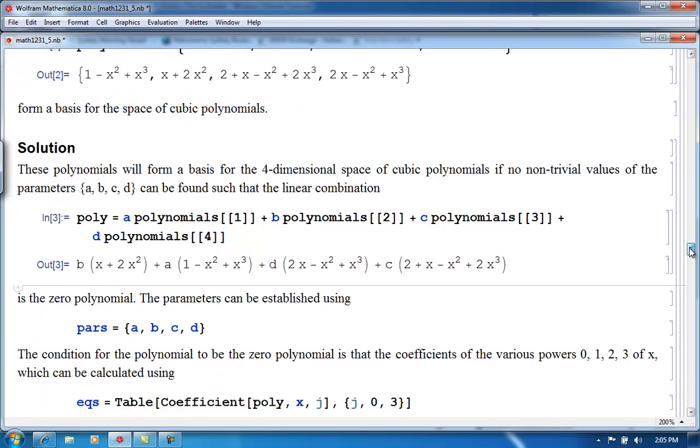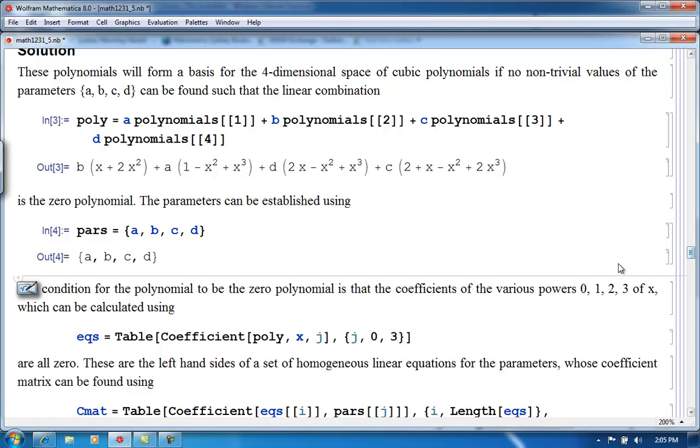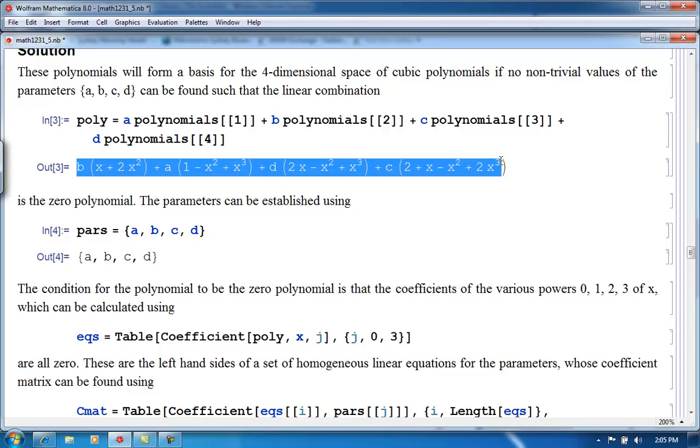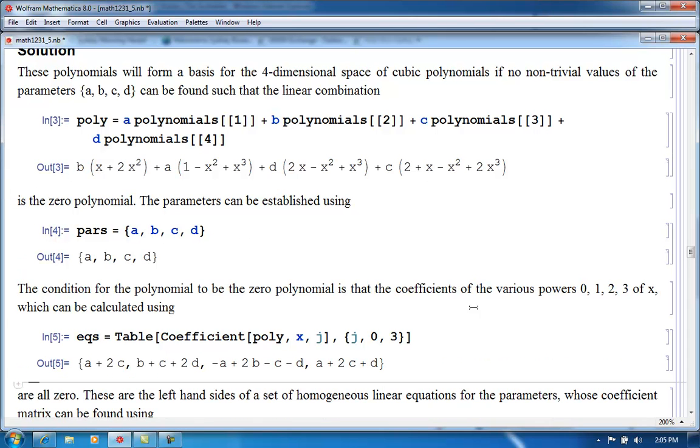Well, we can establish these parameters using that, and we now want the condition for this polynomial to be the zero polynomial, which is that the coefficients of x to the power 0, 1, 2, and 3 need all to be 0. So we can calculate those coefficients by this, and we can see that they're all linear expressions in the four parameters.